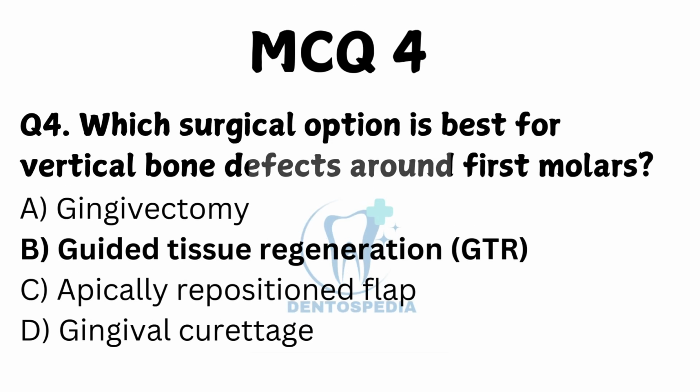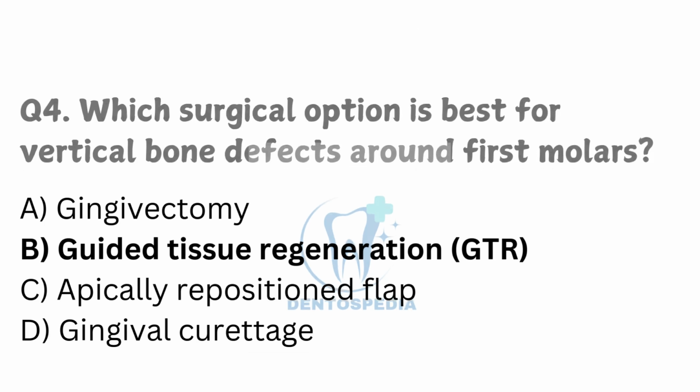The correct answer is B. Guided tissue regeneration. Vertical or angular bone defects respond best to regenerative procedures, especially GTR with barrier membranes, sometimes combined with bone grafts. Why not the others? Gingivectomy is for gingival enlargement. Apically repositioned flap is for crown lengthening, not regeneration. Curettage is outdated with minimal benefits.